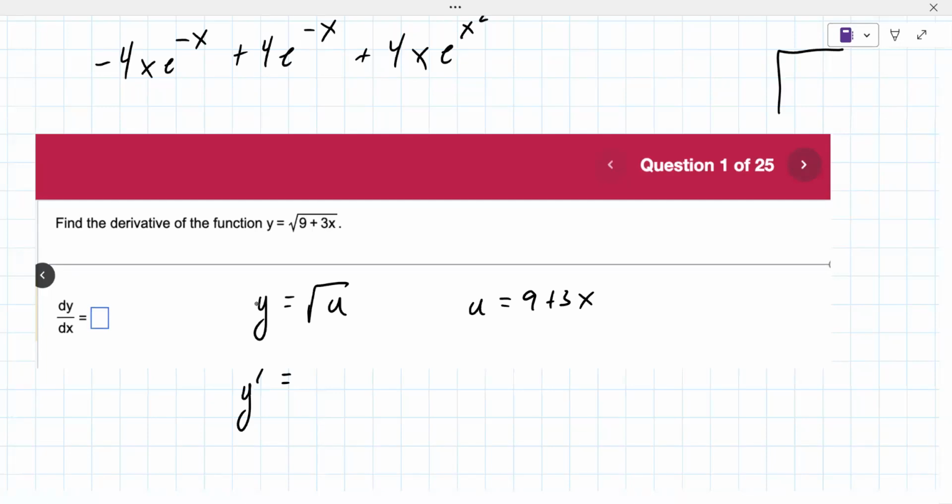Would y prime be 1/2 u to the 1/2? Hang on just a second. Be right back. Sorry.